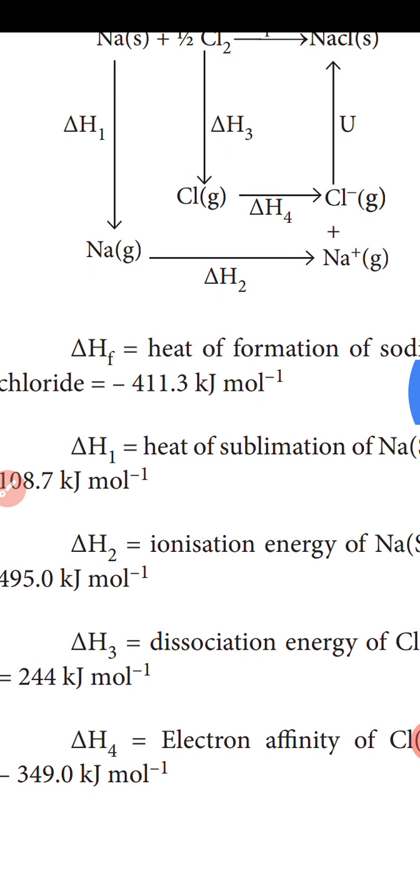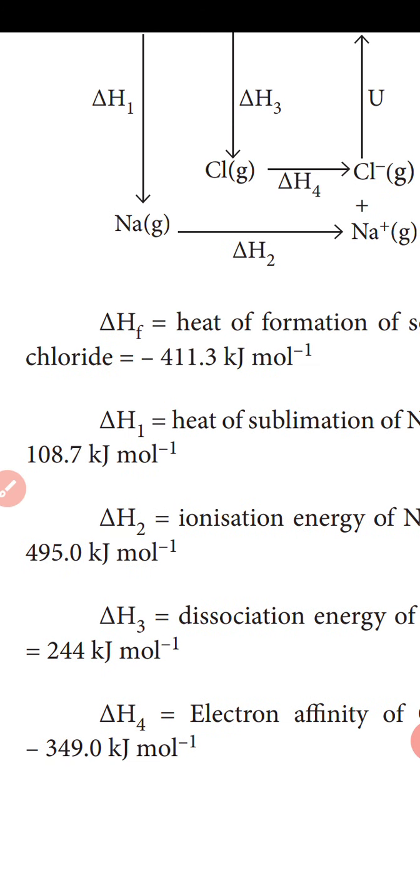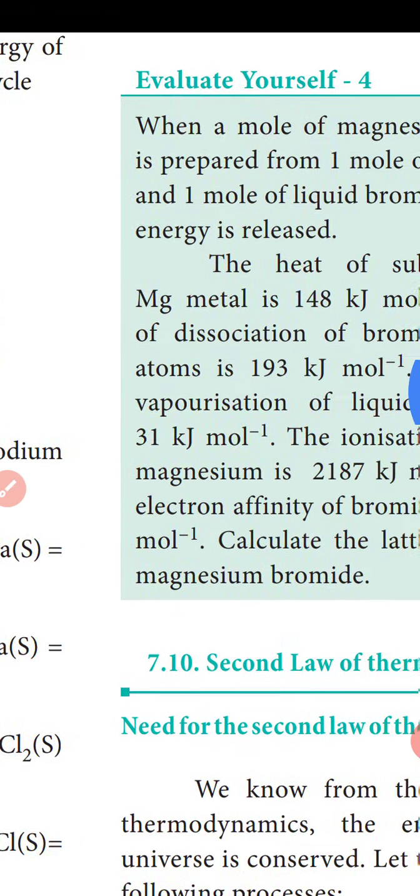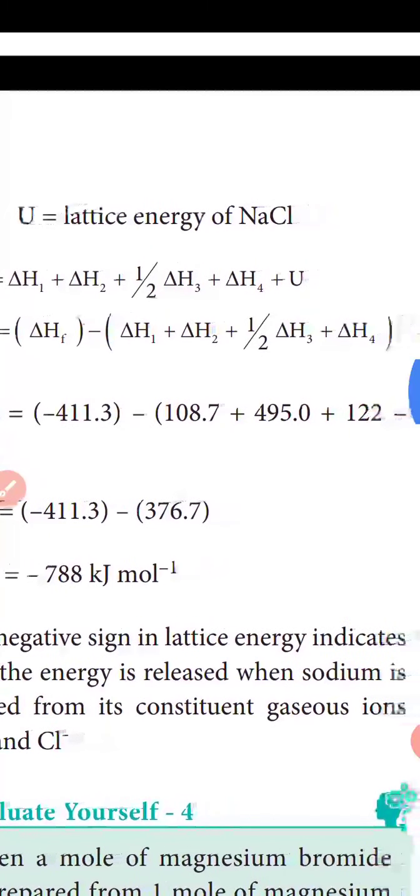ΔH4, the electron affinity, is minus 349. Apply this formula, where U means the lattice energy of sodium chloride. ΔHf is equal to ΔH1 plus ΔH2 plus half ΔH3 plus ΔH4 plus U. To solve for the lattice energy, U is equal to ΔHf minus (ΔH1 plus ΔH2 plus half ΔH3 plus ΔH4).